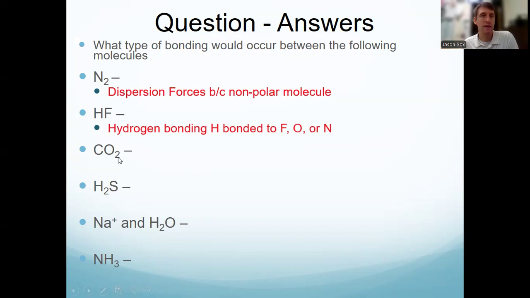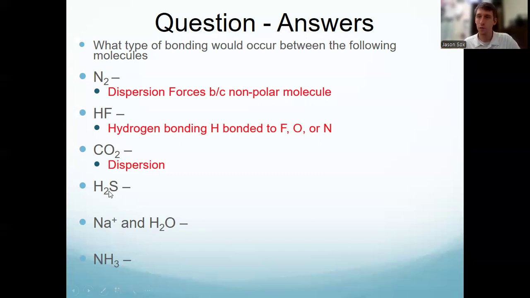Carbon dioxide, again, this particular molecule, it would be helpful to see the Lewis structure. It's carbon in the middle, and it has two double bonds to the oxygen. So we have a linear and nonpolar molecule here. So again, this is a dispersion force because that's really the strongest and only force available for nonpolar molecules.